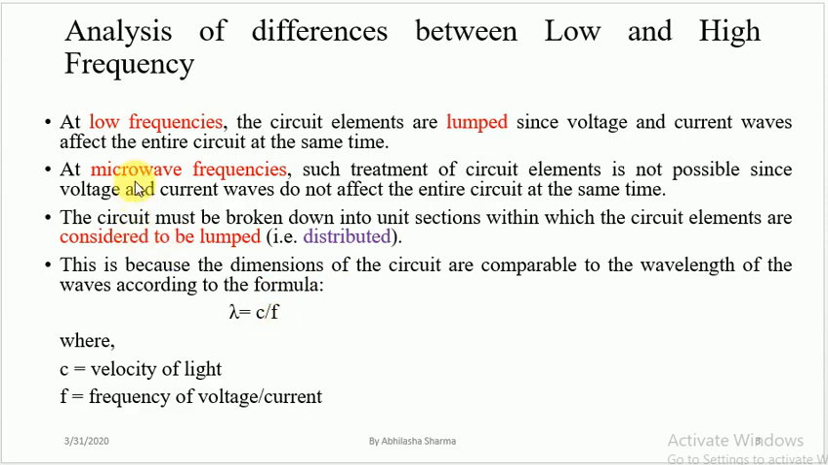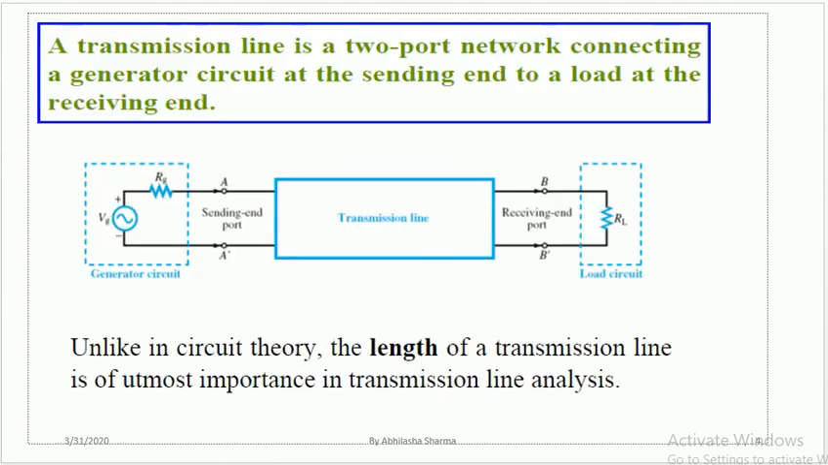Okay, so in this case, basically at the microwave frequency we just focus on the wavelength. So the formula for the wavelength is what? This is lambda equals c by f. This is because the dimensions of the circuits are comparable to the wavelength of the wave according to this formula. Okay.